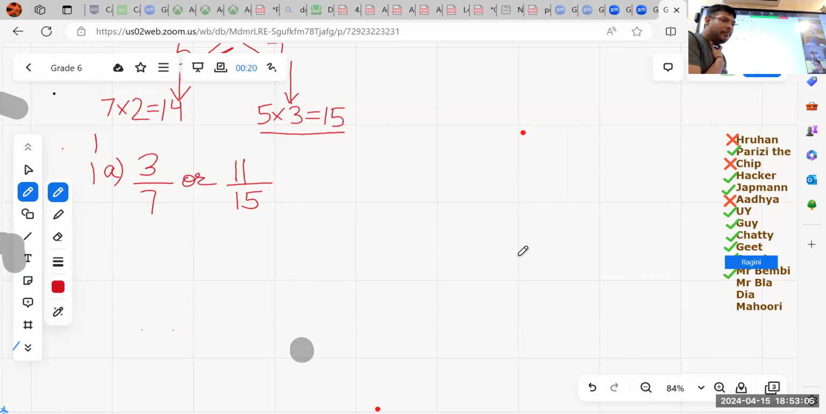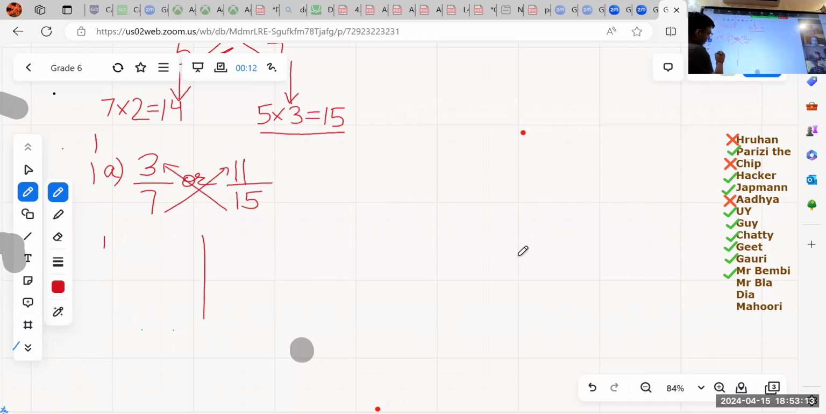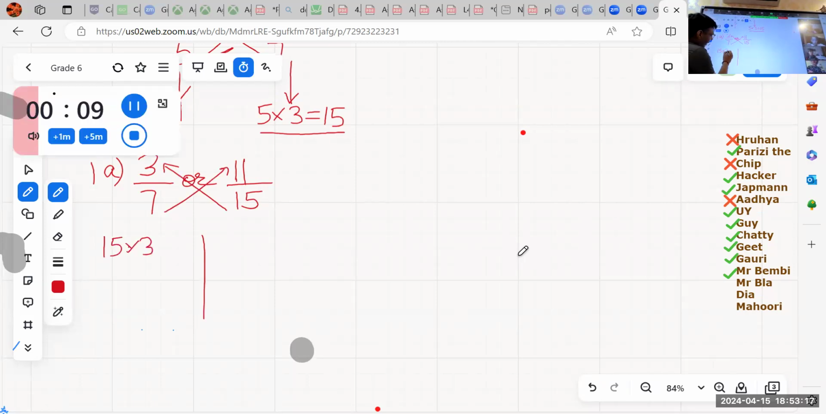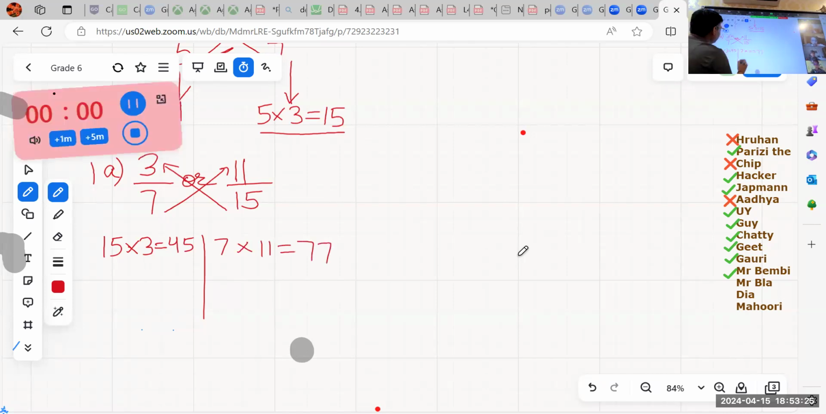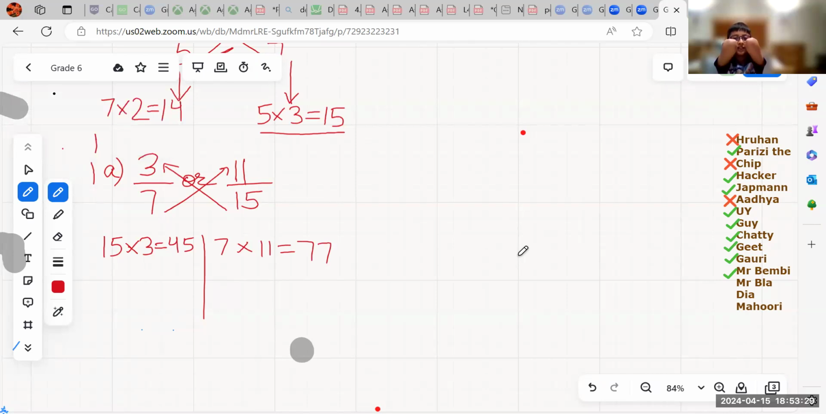All right. So Adhya, Chippy, and Ruhan, we will cross multiply. Sir, I was getting confused about which one is bigger. Let me explain. So 15, तभी तो मैंने बोला था कि उसके नीचे लिखना. 15 times 3 gives you 45. And 7 times 11 gives you 77. So which one is bigger? Tell me. Definitely 11 by 15. That can be done orally also.